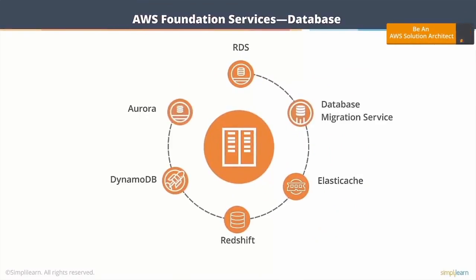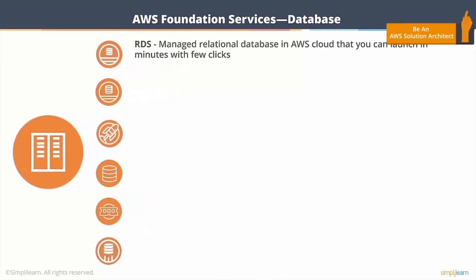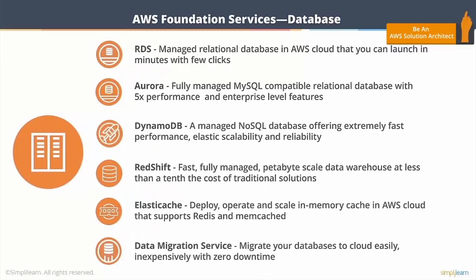Let's talk about databases in AWS. There are a host of options to store your data by using multiple database services in AWS. So quickly speaking, you have RDS, the Relational Database Service that supports many engines. Then there's an offering from AWS that is known as Aurora. It is a fully managed MySQL compatible relational database service.